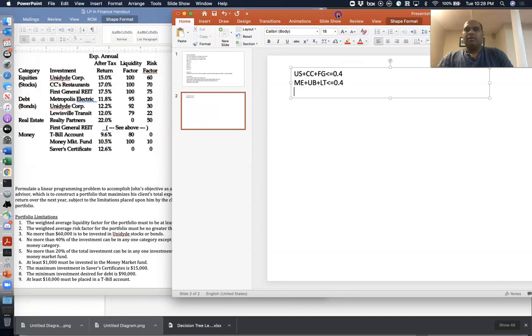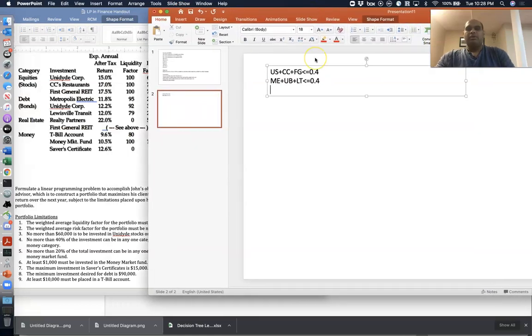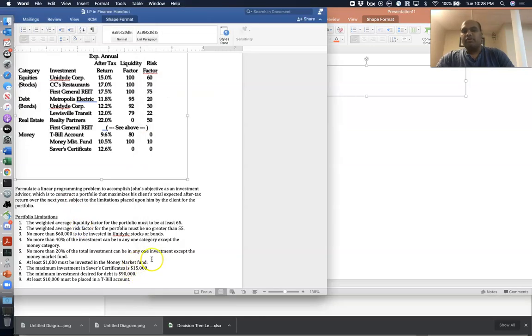Next is the real estate. So remember, first general works as both. So RP plus FG again has to be less than or equal to 40%. And finally, the money market fund. So there's no constraint on the money market fund, because you can invest more than 40% in the money market fund, in the money category.